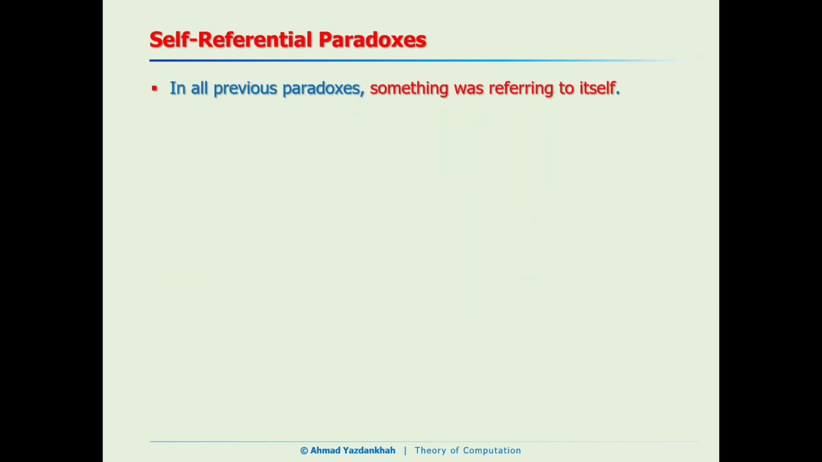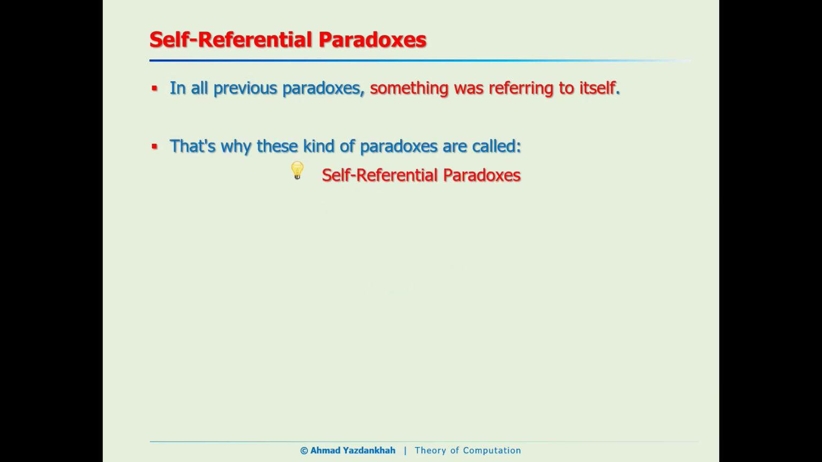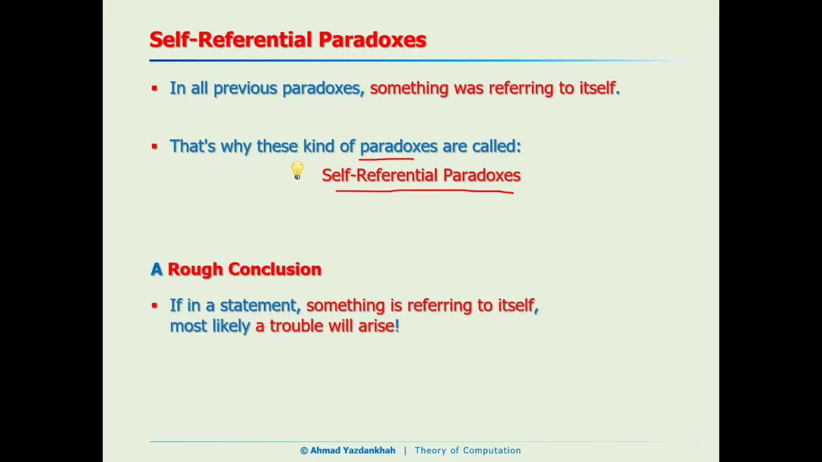Okay, what is happening here? In all of these examples that I just showed you, something was referring to itself. And that's why we call these kinds of paradoxes self-referential paradoxes. As a rough conclusion, let me tell you this statement: if you have a statement and something is referring to itself, most likely trouble will arise.